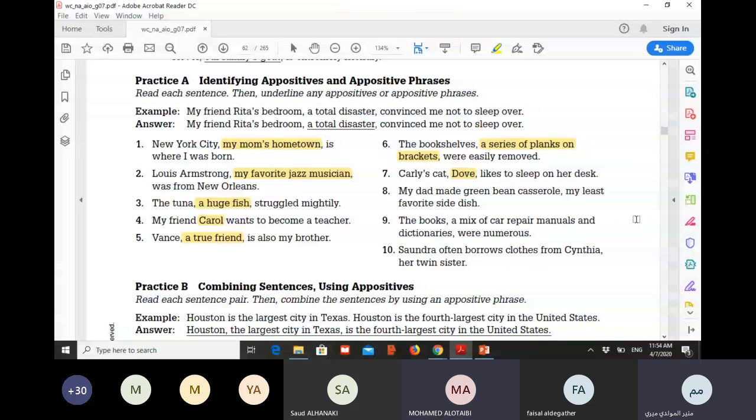Teacher, can I answer number 8? Abdurrahman Al-Atibi. "My dad made green bean casserole, my least favorite side dish." My least favorite side dish. Excellent. This is the appositive phrase.